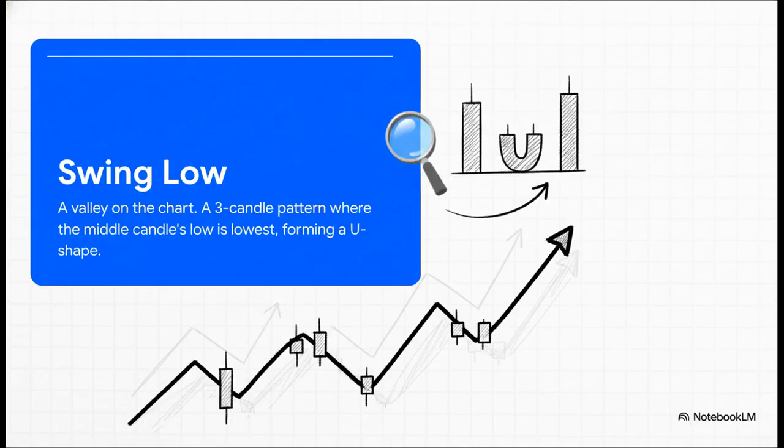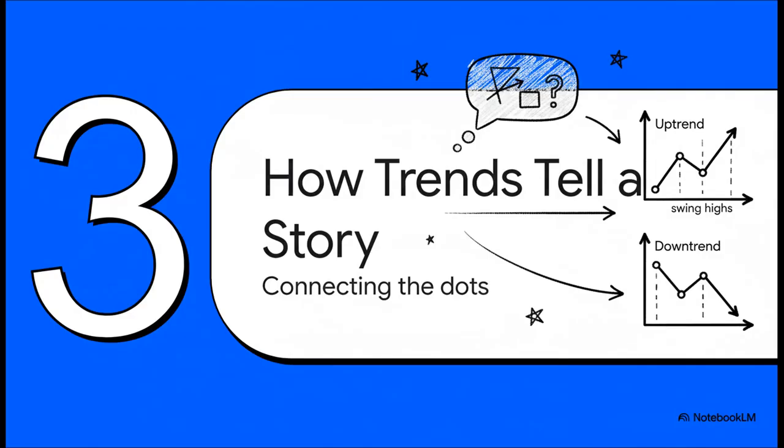And the opposite is, you probably guessed it, a swing low. This is like a valley or a trough on the chart. It forms this really clean U shape where a candle's low is lower than the candles on either side. These valleys, they're the other key turning points we're hunting for. All right, now let's see how connecting these dots, these swing highs and swing lows, starts to reveal the market's bigger story, its trend. And this is where the language really comes alive, because identifying that trend, well, that's what helps you figure out what to do next.